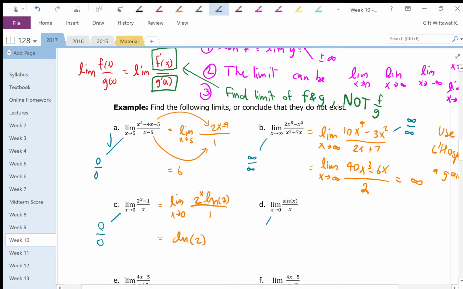I need to find the limit of sine of x over x when x goes to 0, and once again you get 0 over 0. So I use L'Hopital's rule, which gives me the limit of the derivative of sine, that's cosine, over the derivative of x, that's 1. When x goes to 0, cosine of x equals 1. So this gives me 1 over 1. With 1 over 1, you don't need to use L'Hopital because that's just 1.